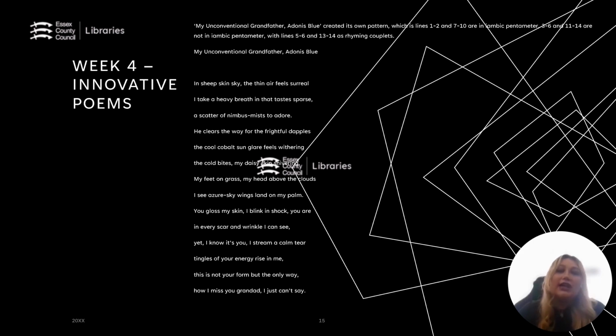Now if you're feeling really up to a super difficult challenge, you might want to have a go at writing a traditional sonnet. Now that's optional, but it's really fun, so do have a go if you feel like you'd like an additional challenge.